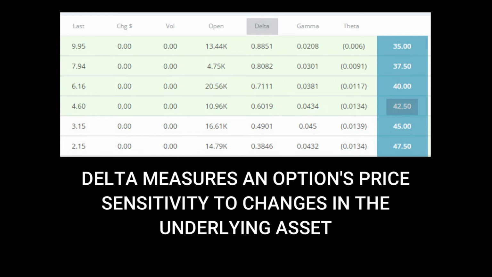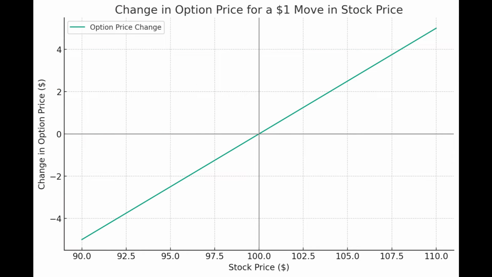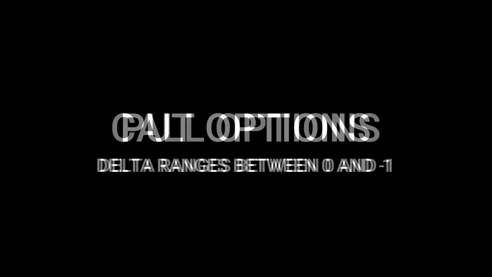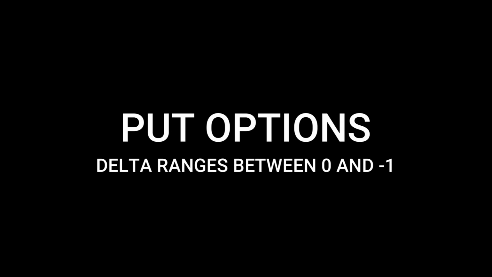Delta just measures an option's price sensitivity to changes in the underlying asset, whatever it is. So it tells us how much an option's price may change for a dollar move in the stock price, the underlying. For call options, delta ranges between 0 and 1. A higher delta indicates a higher likelihood of finishing in the money. The flip side of that, put options have negative deltas. That indicates an opposite relationship with the stock.